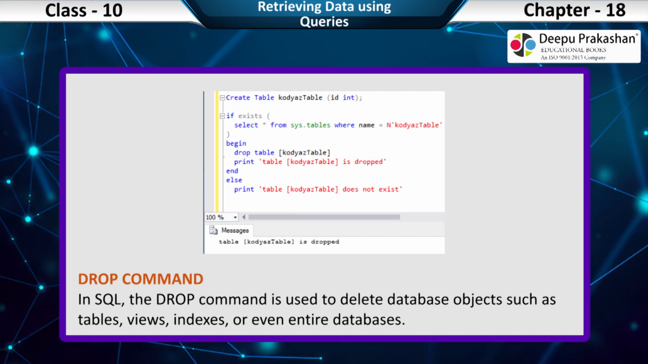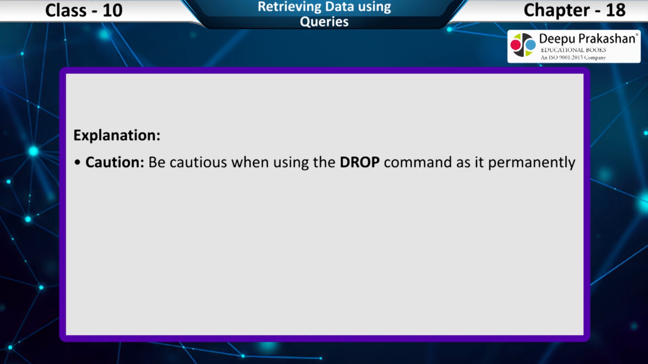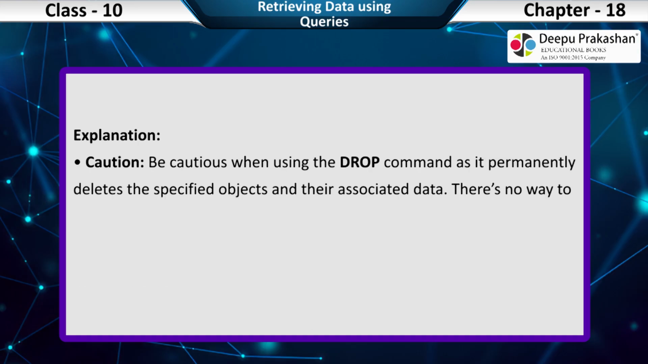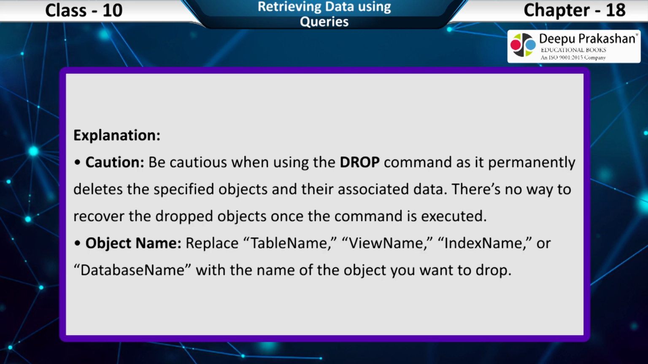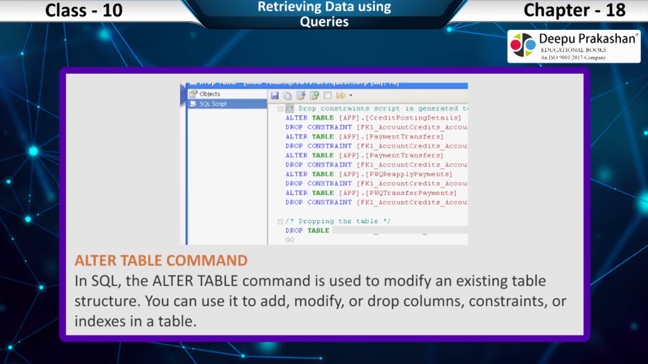Drop command. In SQL, the drop command is used to delete database objects such as tables, views, indexes, or even entire databases. Explanation. Caution: be cautious when using the drop command as it permanently deletes the specified objects and their associated data. There's no way to recover the dropped objects once the command is executed. Object name: replace table name, view name, index name, or database name with the name of the object you want to drop.